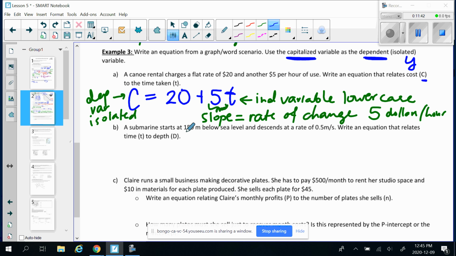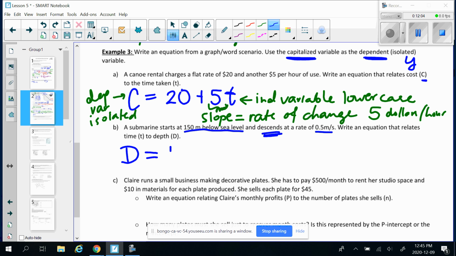A submarine starts at 150 meters below sea level and then descends. Descends means goes down, so we're going to be using a minus, at a rate of 0.5 meters per second. So we want to write an equation that relates time to depth. But where do I start? Well, the isolated one is always going to be the capital one. So you're going to start with the capital D, and then you're going to say equals something.